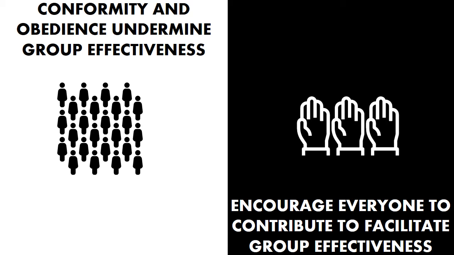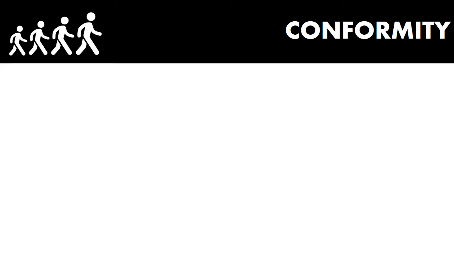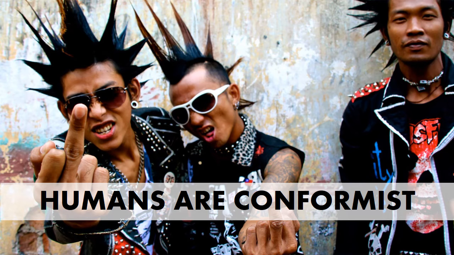So today we're going to be talking about threats to group effectiveness, and then we'll talk about ways to encourage everyone to participate to facilitate group effectiveness. But let's start out talking about threats. Specifically, we're going to be talking about 4 threats to group effectiveness: conformity, groupthink, group polarization, and obedience. And we'll begin by talking about conformity.